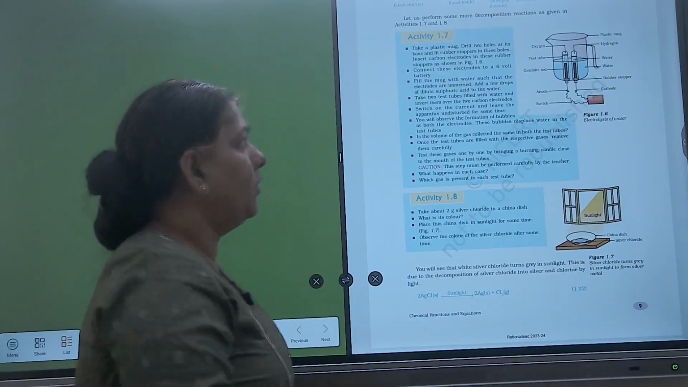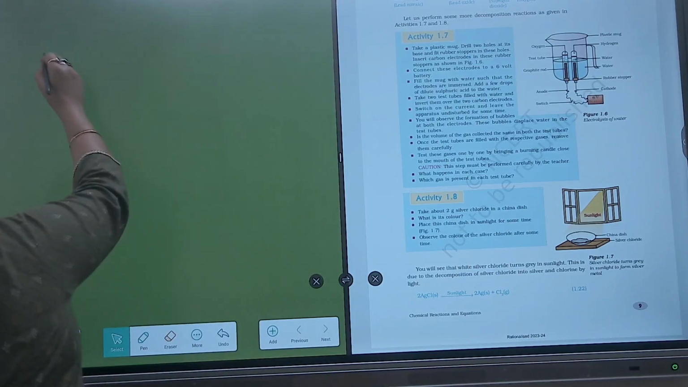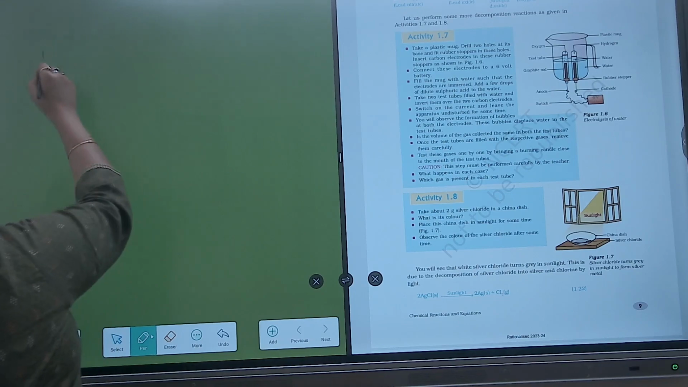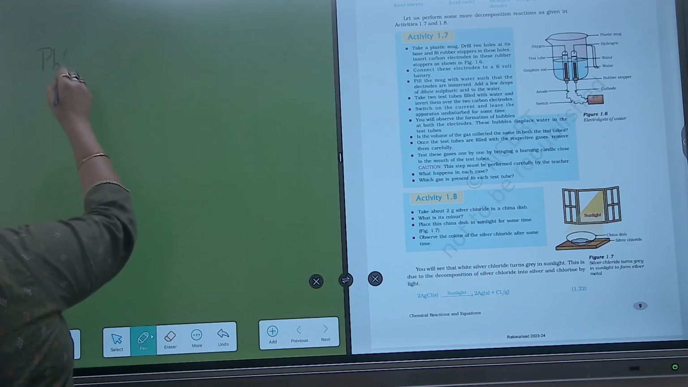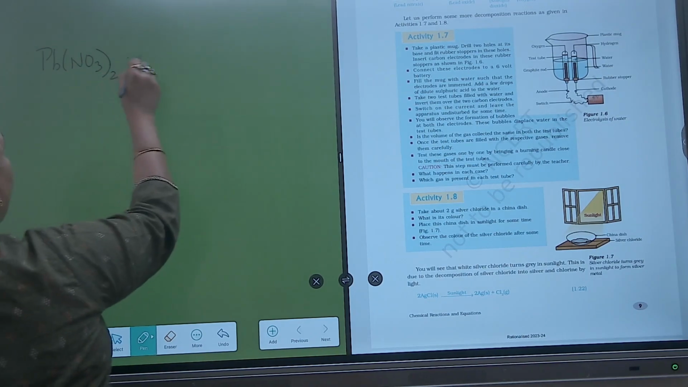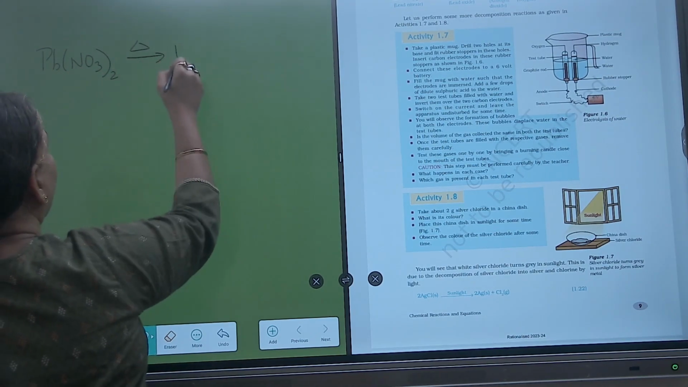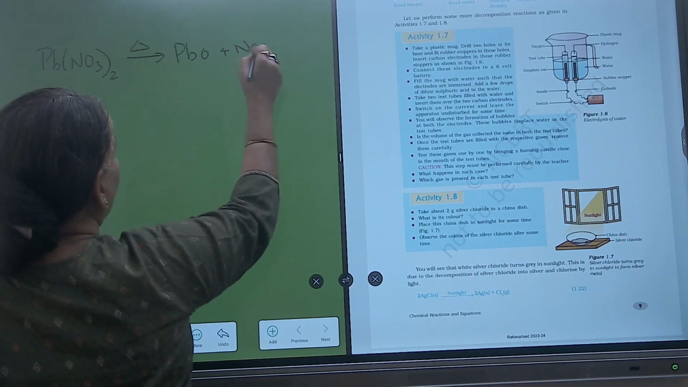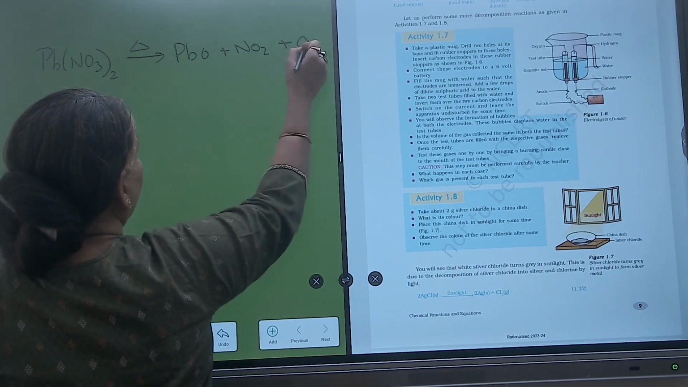Okay, balancing of lead nitrate. Decomposition of lead nitrate. See, Pb(NO3)2 on heating will give PbO plus NO2 plus O2 gas.